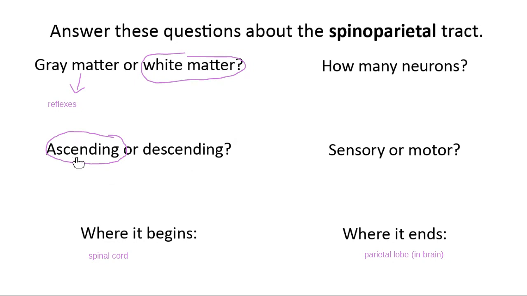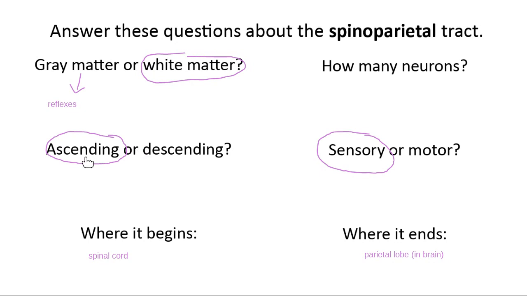That's the second part of our name here. This is an ascending tract. When we talk about ascending tracts, are those sensory or motor? Ascending tracts, sensory or motor? Yeah, exactly. Ascending tracts are always sensory tracts. When information goes up, it's always sensory information, which means the corollary to that is that if information's going down, it's always motor information. So memorize those things in pairs because they go together. Ascending is sensory, descending is motor.